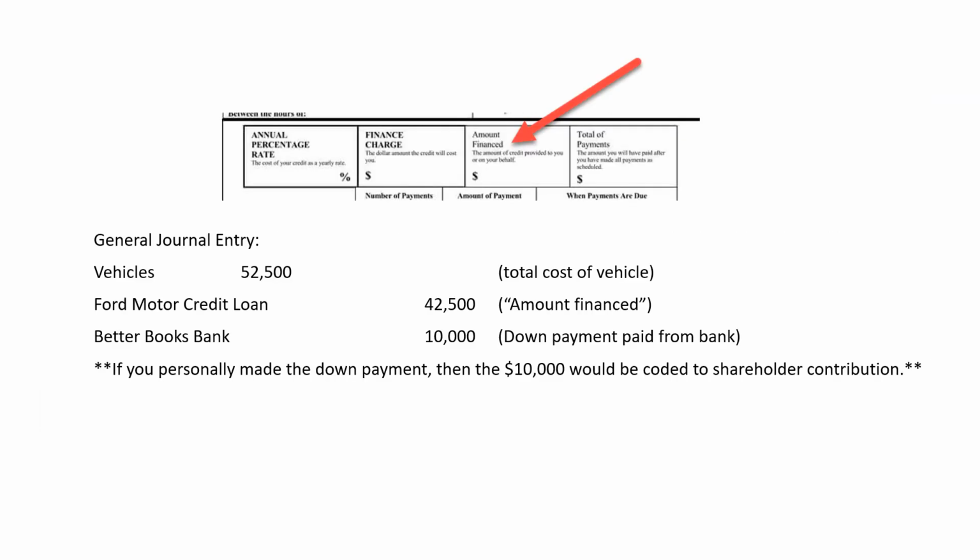On slide 3, I based my example on financing the entire vehicle with no down payment and no trade-in. So I want to share the two general journal entries for those two items. This is the general journal entry for a down payment. If the down payment comes from the business bank, it looks like this. If you personally made the down payment instead of using your business banking account, then you'll credit shareholder contributions.